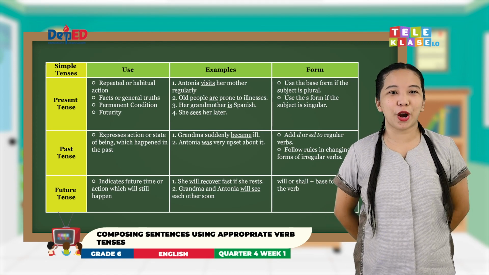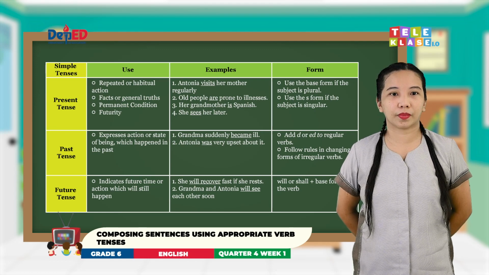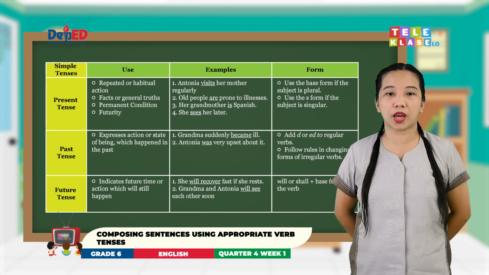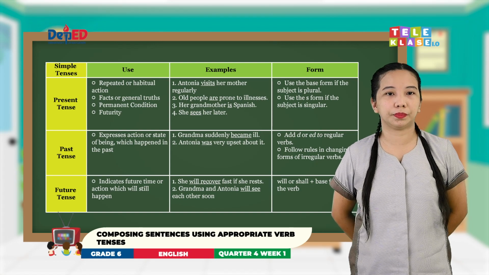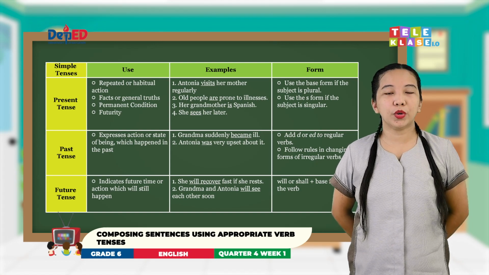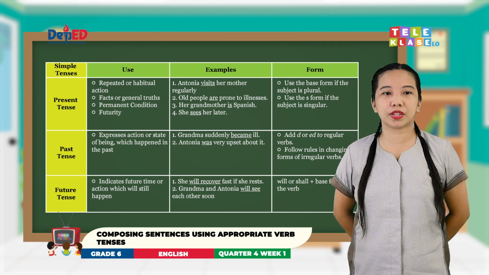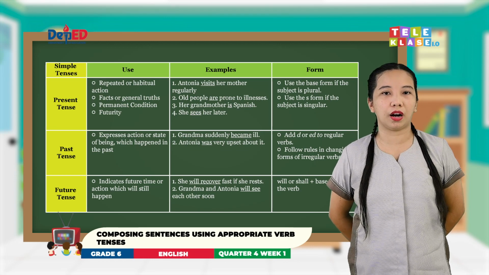When is the base form of the verb used? The base form of the verb is used if the subject is plural. When do we use the S form of the verb? The S form of the verb is used if the subject is singular.